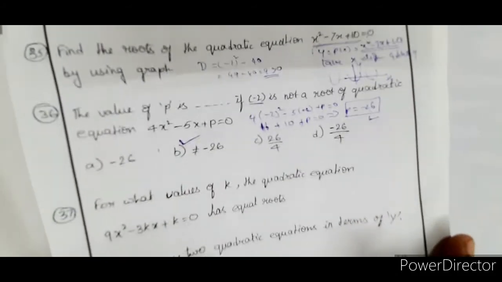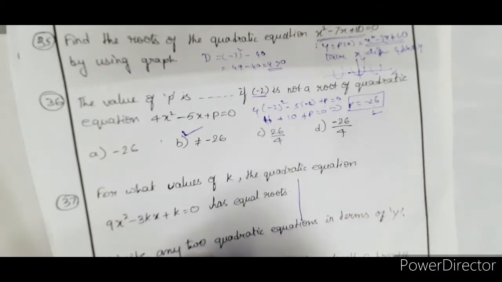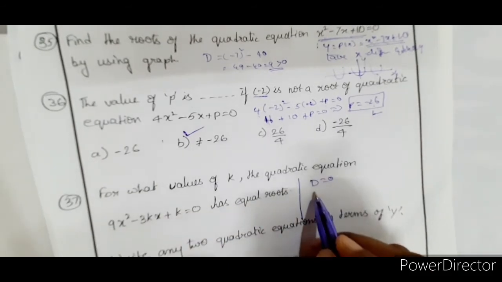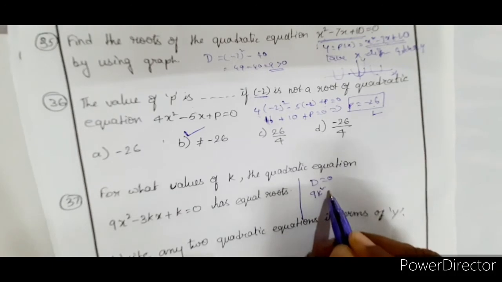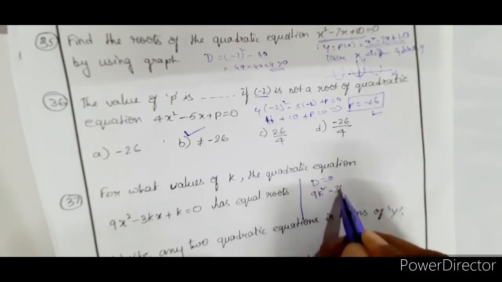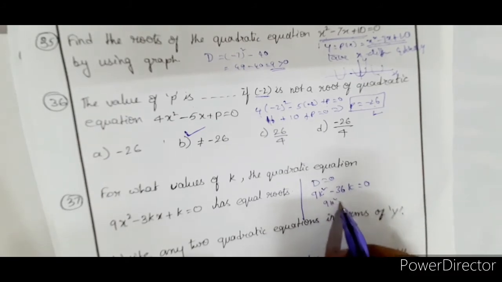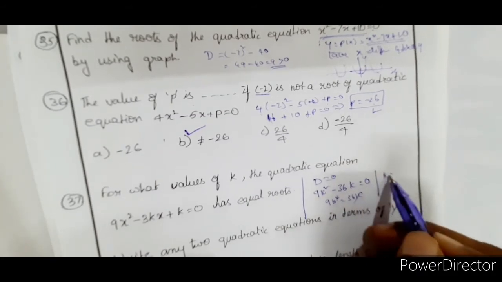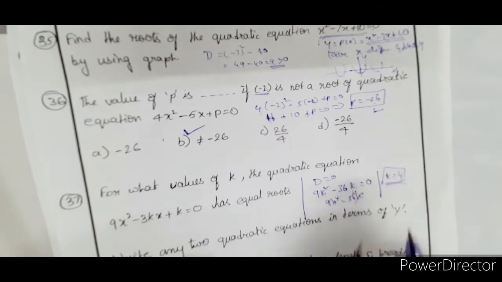Right. For what value of k does the quadratic equation have equal roots? Equal roots means the discriminant is 0. Make b square minus 4ac equal to 0. b square is 9k square, minus 4ac is 4 nines are 36k, which is equal to 0. 9k square is equal to 36k. One k will get cancelled. k is equal to 4. 9 goes 4 times in this. So k is equal to 4.